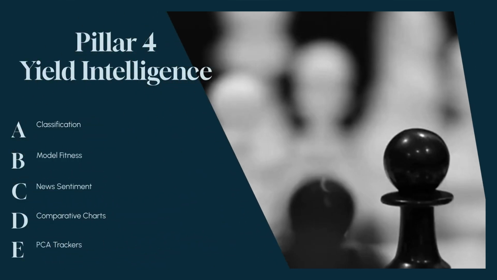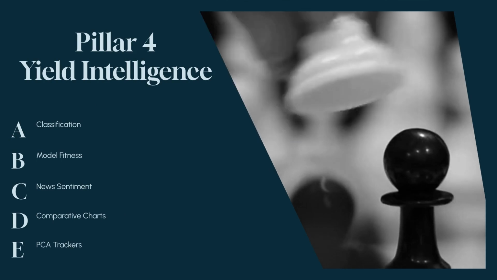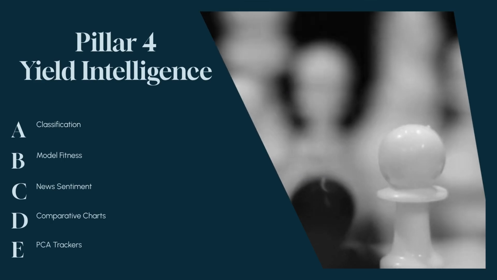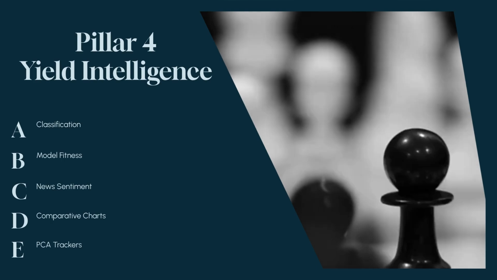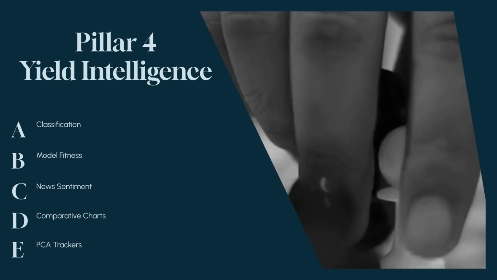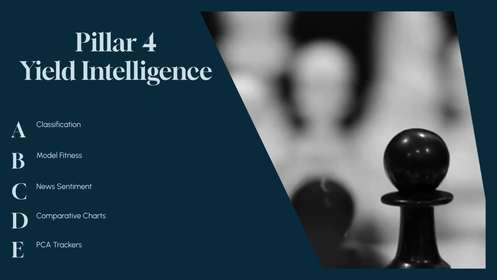Pillar 4. Yield Intelligence helps users interpret forecast outputs by revealing how and why the curve is moving. A. Classification panel classifies each yield curve shape to detect steepening, flattening, or inversion patterns in the history. B. Model fitness panel scores how closely a forecasted curve aligns with macro scenarios like recession or policy easing. C. News sentiment panel overlays financial news sentiment to help users understand market reactions to macro headlines.